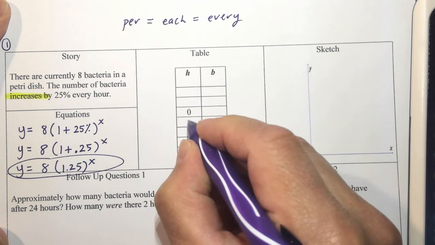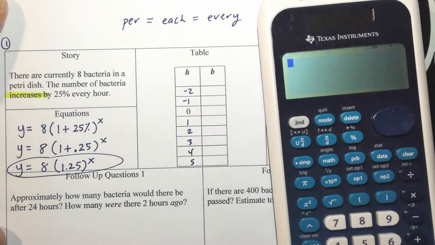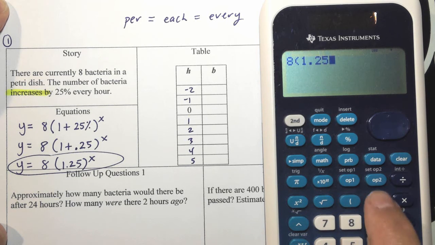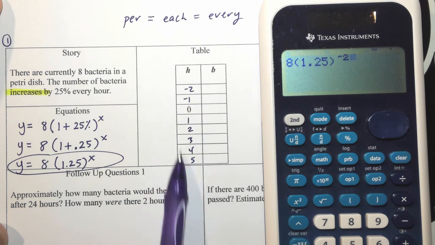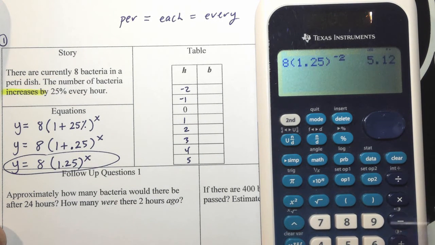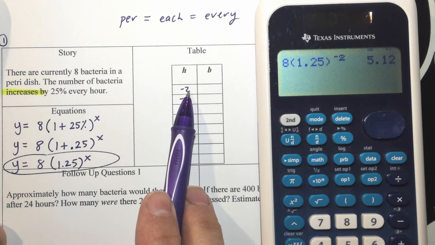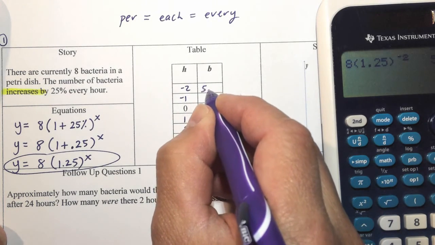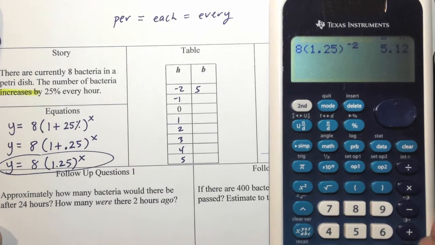0, always gotta have 0. 5, negative 1, negative 2, and here we go. The equation, 8 times 1.25 to the power of negative 2. H stands for number of hours. B stands for number of bacteria. And negative, what does negative mean? That means 2 hours ago there were about 5 bacteria. Yeah, 5 is good enough. You go round to the nearest whole number if you want.